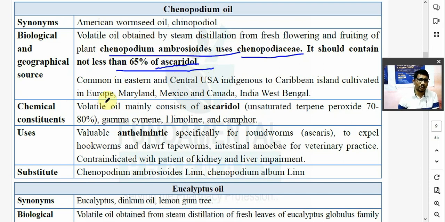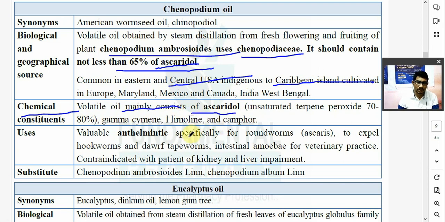Now it is found in the eastern and central USA. Eastern and central USA में होता है. Indigenous to Caribbean island, मतलब ये यहाँ पे नहीं होता है लेकिन indigenous to Caribbean island. Cultivated in Europe, Maryland, Mexico, Canada, India and West Bengal. Caribbean island में इंडिया से जाता है इसलिए indigenous to Caribbean island. Chemical constituent is important. The volatile oil consists of ascaridole.